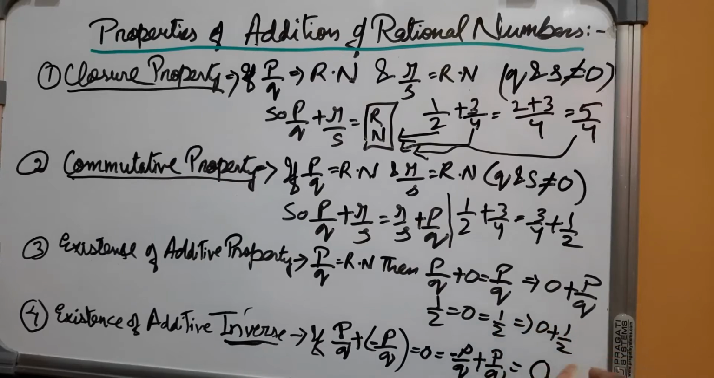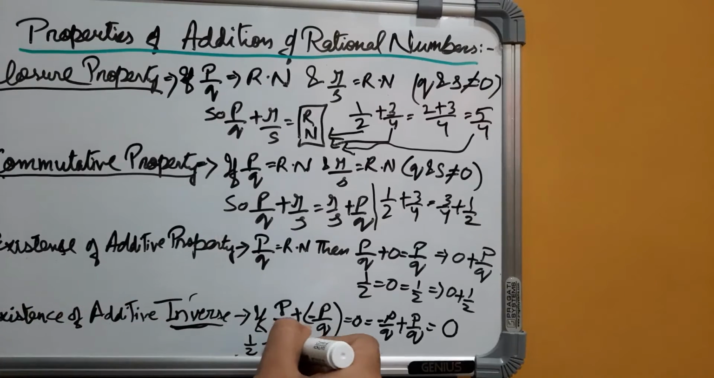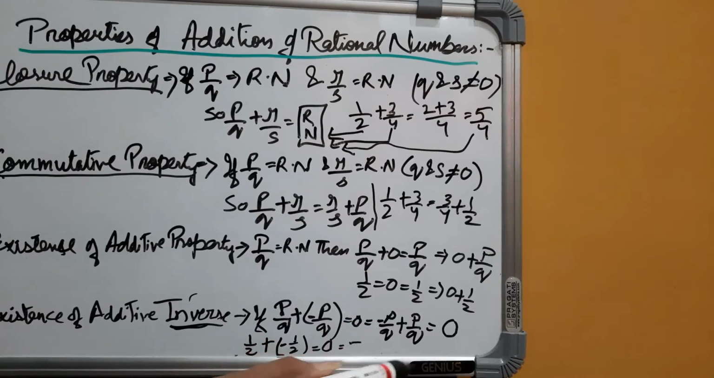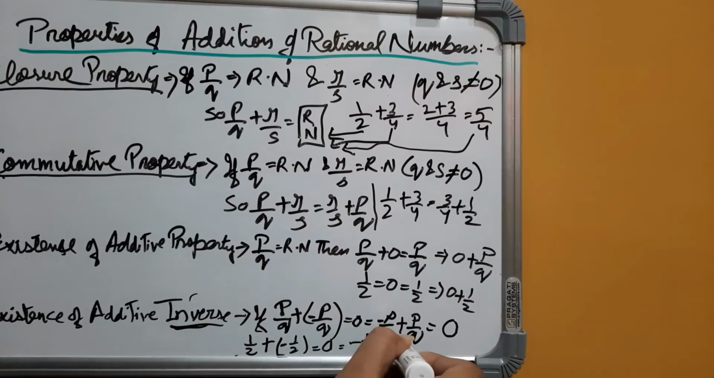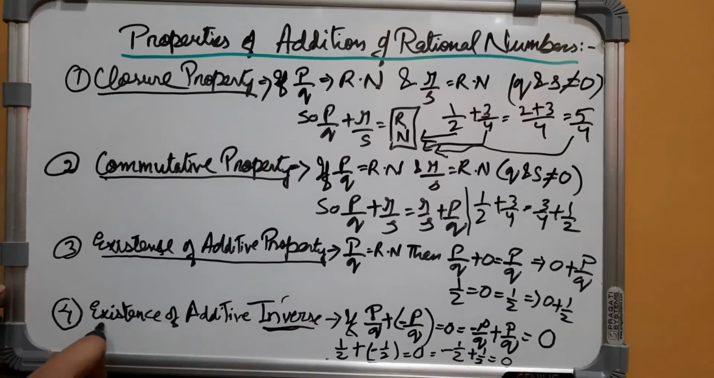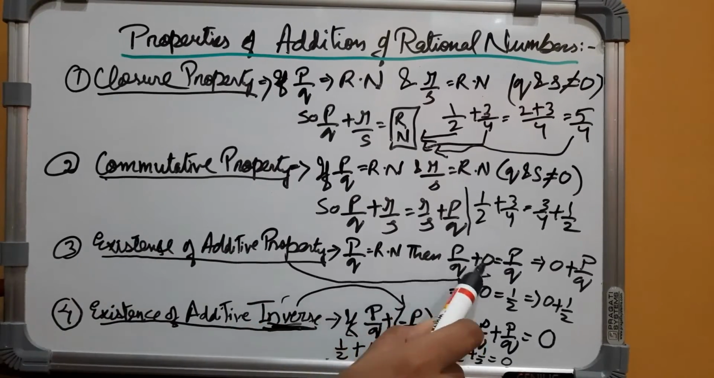Third, 1 by 2 plus 0 is equal to 1 by 2, so 0 plus 1 by 2 will be the same. Now 1 by 2 plus minus 1 by 2 will be 0. Again, minus 1 by 2 plus 1 by 2 will be 0. So I hope this is clear. These are the properties: existence of additive identity, and existence of additive inverse, which means minus p by q.